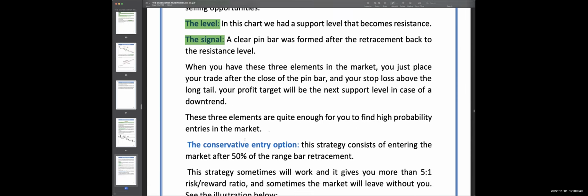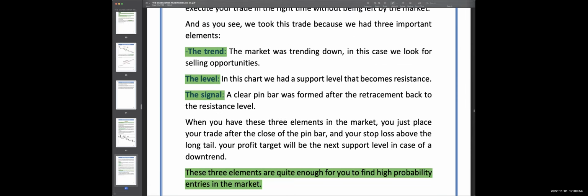These three elements are quite enough for you to find high probability entries in the market. So when you are trading, of course, it's not easy, but it can be simplified just by looking at these things. You want to look at your trend. Are you going up? Are you coming down? Are you sideways? Or are you choppy? You want to look for your levels, support and resistance, or the moving average. And you want to get the candlestick, which is your signal, pin bar, or whatever other candlestick from the ones we learned.